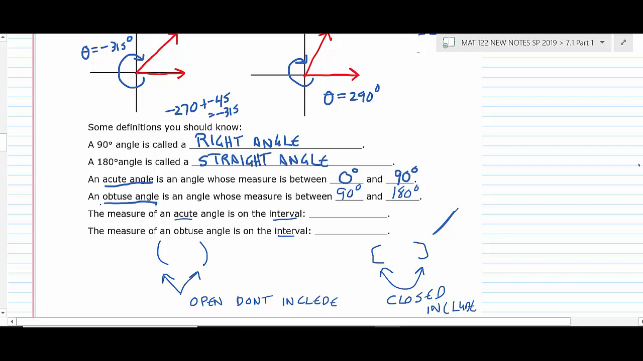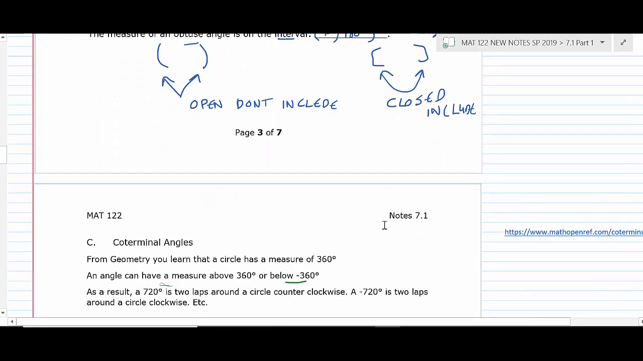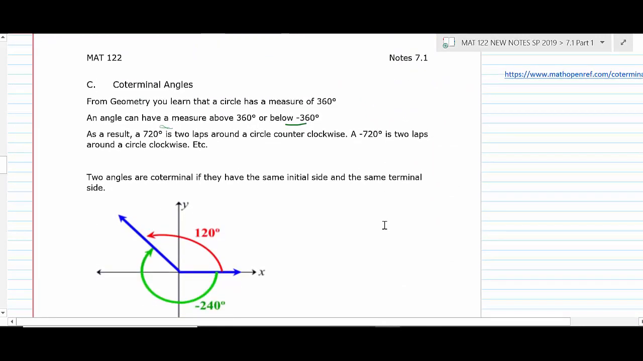So an acute angle, we would say, is between 0 and 90, but it does not include the endpoints. 0 degrees is not an acute angle. 90 degrees is not an acute angle. And then obtuse, you would say parentheses 90 degrees, comma, 180 degrees. So it's everything between 90 and 180, but it doesn't include the endpoints. All right, moving on, the next thing we'll talk about is what we mean by coterminal angles.